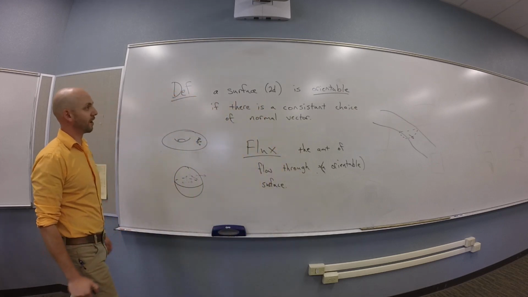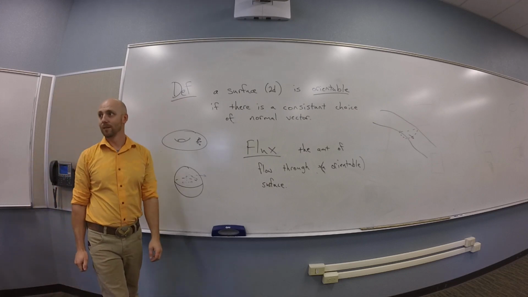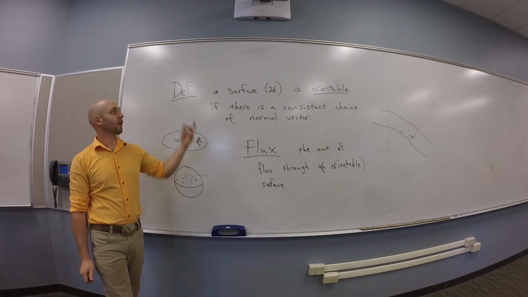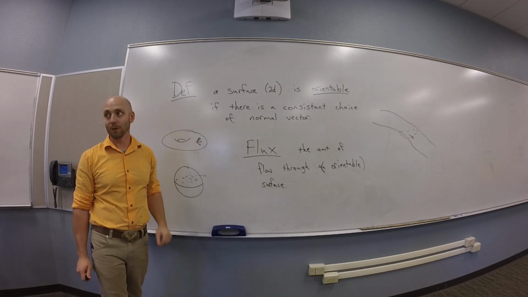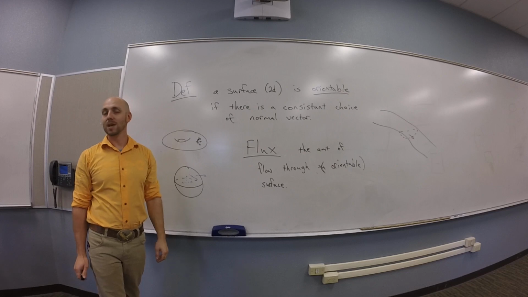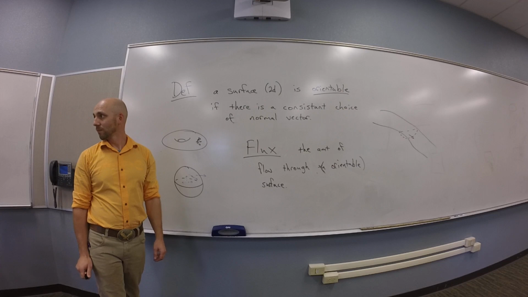What was the word for that definition? The word that I was defining? Orientable. I was defining orientable. Definition: a surface is called orientable if there's a consistent choice of normal vector, meaning that there's always kind of an up. Is there a mathematical definition of consistent choice of normal vector?